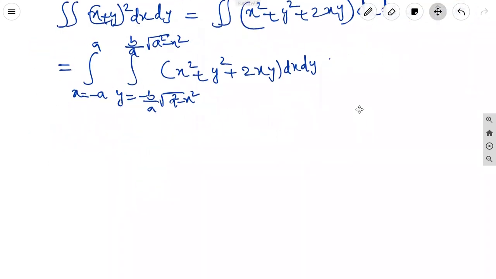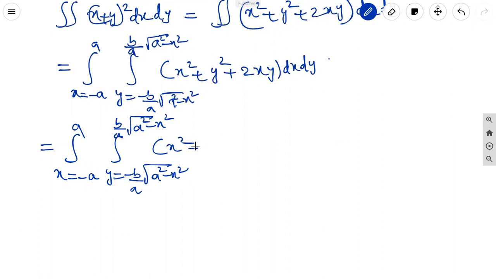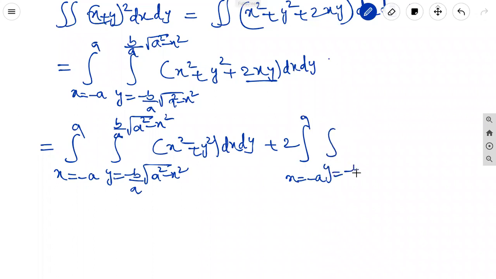Here, write the separate integrals. It is equal to the integral x equal to minus a to a, integral y equal to minus b by a under root of a square minus x square to b by a under root of a square minus x square, of x square plus y square into dx dy. This is written separately, plus 2 written outside, the integral x equal to minus a to a, y equal to minus b by a under root of a square minus x square to b by a under root of a square minus x square, of xy dx dy.